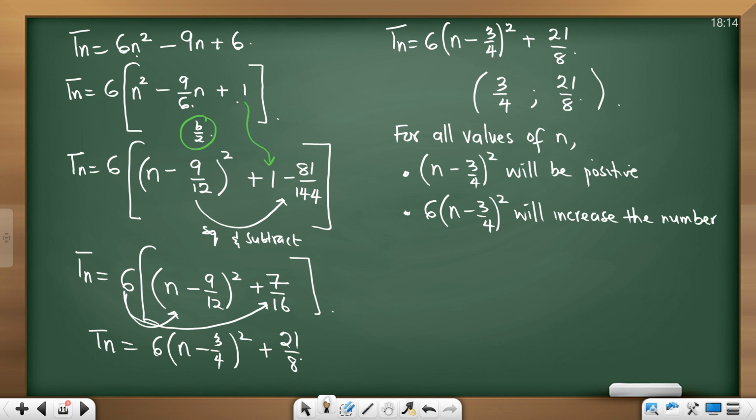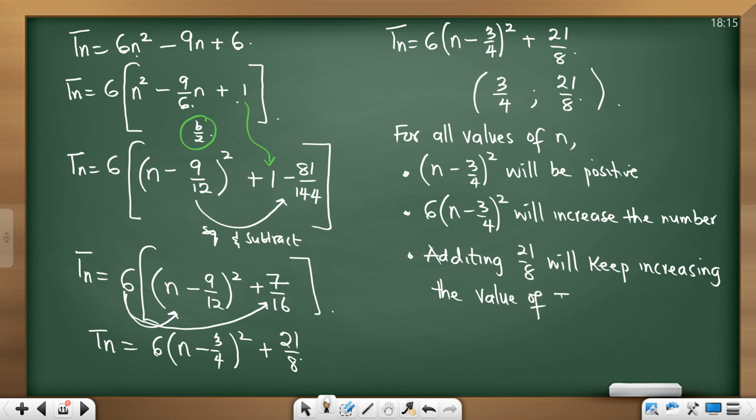Whatever number you get, first, because we said it's squared, it will be positive. Multiply by 6, what happens to the number? It increases. Now, adding 21 over 8 will keep increasing the value of Tn. This is using functions to explain.